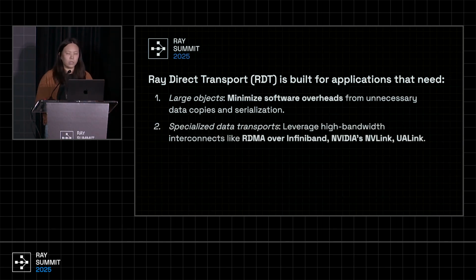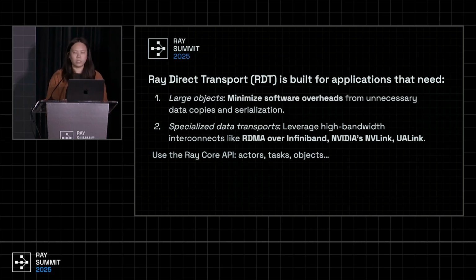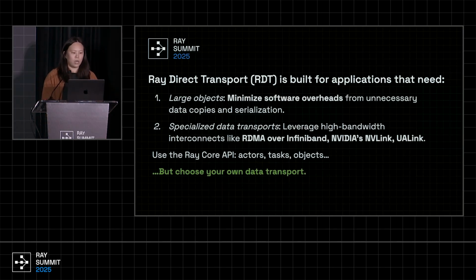The other important thing is if you want to use some kind of specialized data transport. So today with AI clusters, there's a variety of different data transports that you could use. And many of these rely on high-speed networks like InfiniBand. And so what we would like to do is allow Ray users to leverage these kinds of networks. And so the idea behind RDT is to let you use the typical Ray core API of actors, tasks, objects, but now let you choose your own data transport so that you're not limited to just the Ray object store.